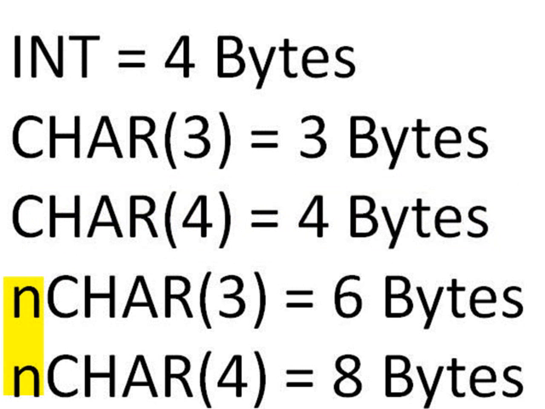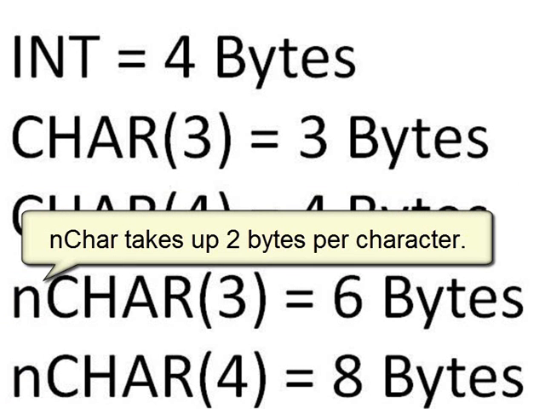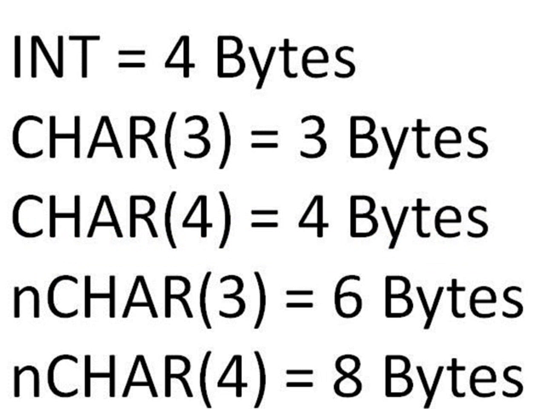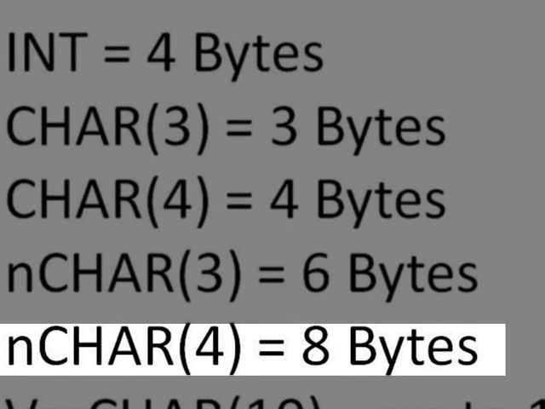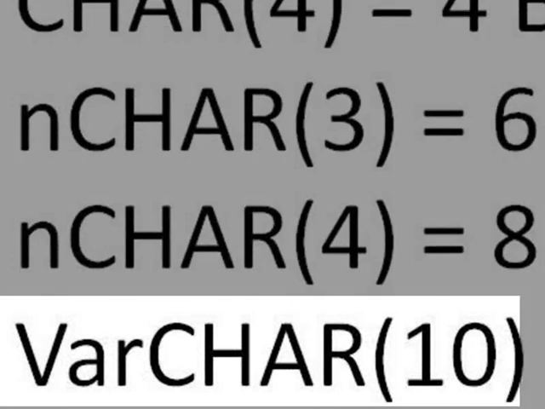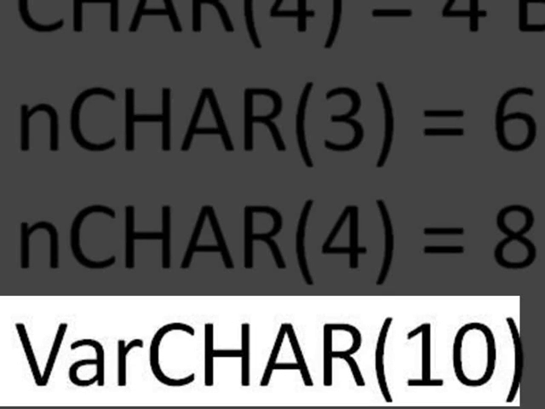N is the symbol for Unicode in a SQL data type. So if you see an N char, that means you're going to take up 2 bytes for every Unicode character. So if you have an N char of 3, that consumes 6 bytes. Therefore, a fixed-length N char 4, since it's 2 bytes per character, that's going to take 8 bytes. Now, let's go back to the regular character types that take up 1 byte per character.